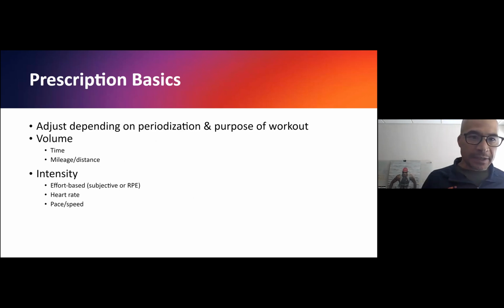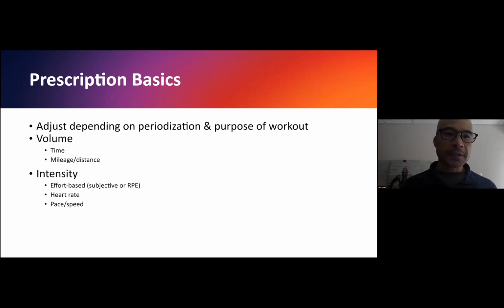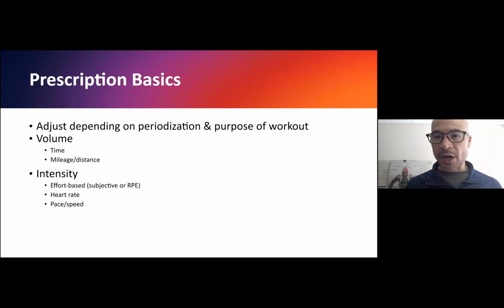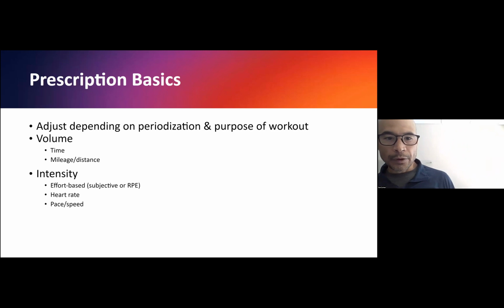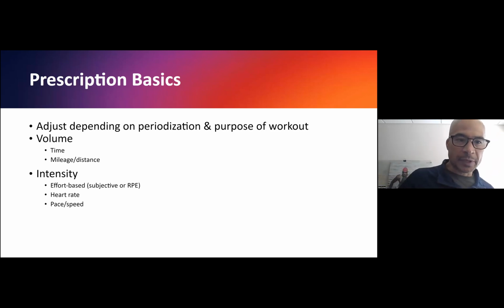And I'm going to go back to this slide here. So prescription basics. We talked about this in the previous slide or 2 slides ago, but it's going to be adjusted based off of where you are in your season. So for example, if you're in your off season, it's going to look much different than if you're in race mode. And then also the purpose of the workout. Volume and intensity can be manipulated and adapted accordingly so that you're getting the right amount of stimulus to improve your performance.